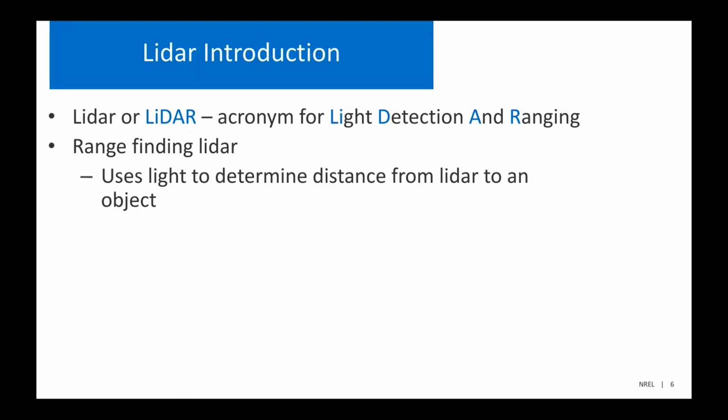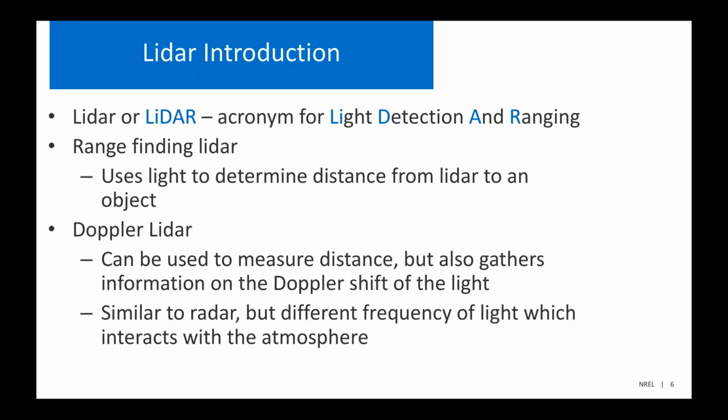And then the second type is Doppler LiDAR, and that's what this talk is going to focus on. The Doppler LiDAR can measure distance, but also gathers information on the Doppler shift of the light that's being emitted from the LiDAR. It's similar to a radar, but uses a different frequency of light, which interacts with the atmosphere. And from that, we can get information about the wind in the atmosphere.